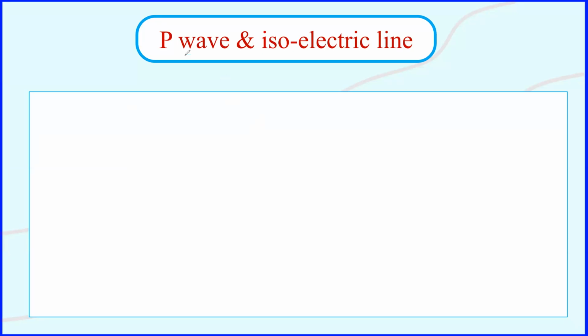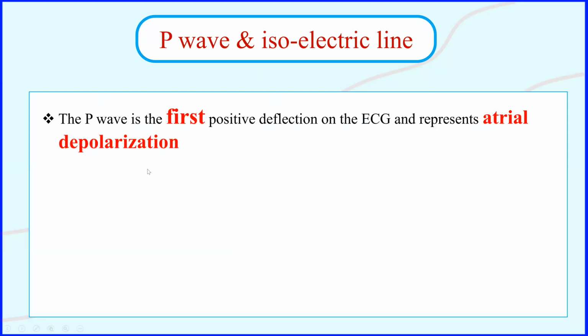Okay, now let's talk about the P wave and the isoelectric line. To start with the P wave, the definition of P wave is the first positive deflection on the ECG. And actually, when you see the P wave, that means this is the atrial depolarization, meaning that when you see the P wave, it means that the atrium is contracting.